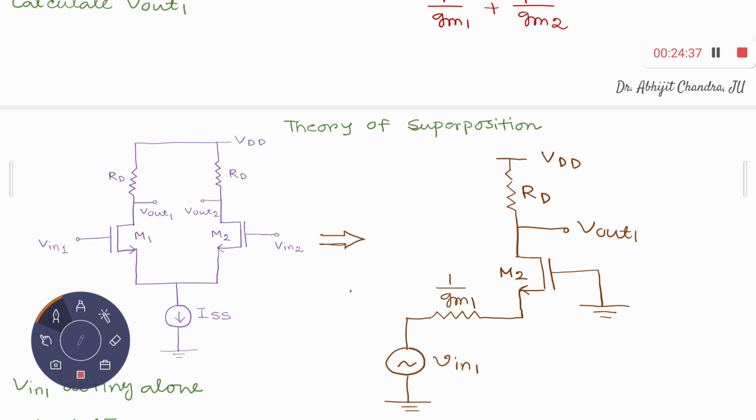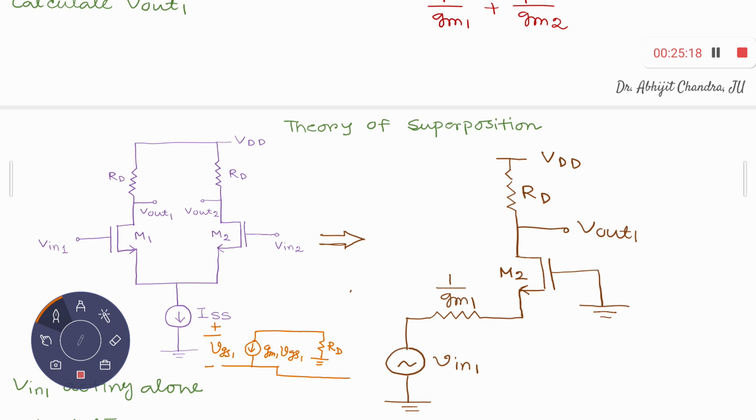So for MOS 1, between gate and source you have VGS1, and between drain and source you have gm1 times VGS1, right? That is for MOS 1. This is the drain terminal, and you have this resistance RD which is connected to AC ground. Right? Now remember that this source terminal is the connection to the rest of the world. Right? So this is the terminal over here.